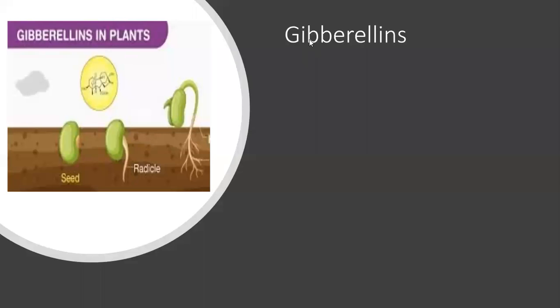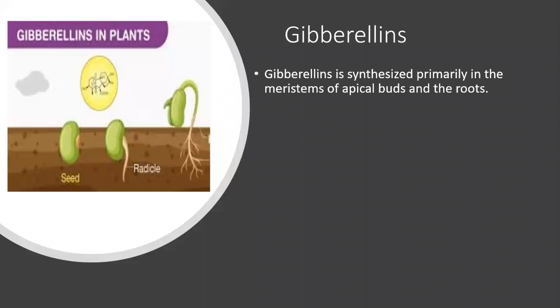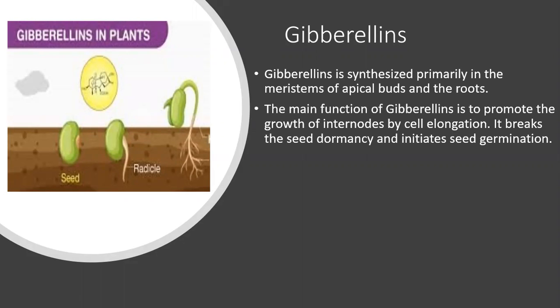Coming to the second growth hormone, that is gibberellins. Gibberellins are synthesized primarily in the meristems of apical buds and the roots. The main function of gibberellins is to promote the growth of internodes by cell elongation. Internodes is the region between two nodes in the shoot of a plant. It breaks the seed dormancy and initiates seed germination.